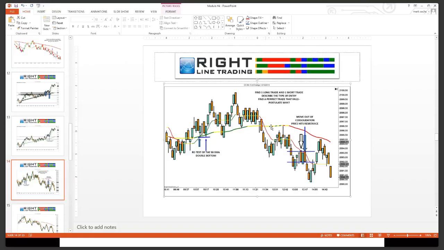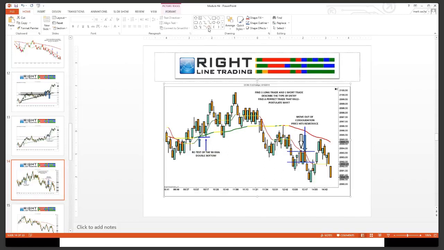Everything else here is tough. It's really tough. And I looked at a lot of other trades here. There are no real low risk trades. And I'm just looking at trend trades here.